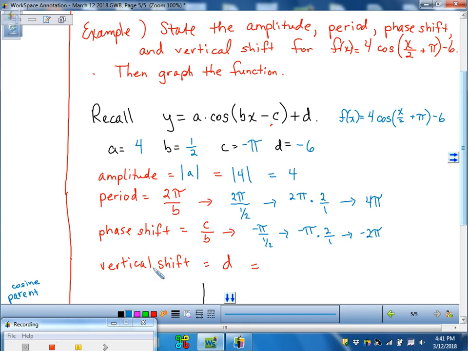And then finally our vertical shift is the d number. Our vertical shift is going to be negative 6, which means we will be shifting down 6. Also remember that the d number is also where our midline is located. So our midline is going to be located at y = −6. Now that midline is very important as we go about drawing the graph. Let's go ahead and pause. Make sure you have all this information copied down, and we will start the graphing.